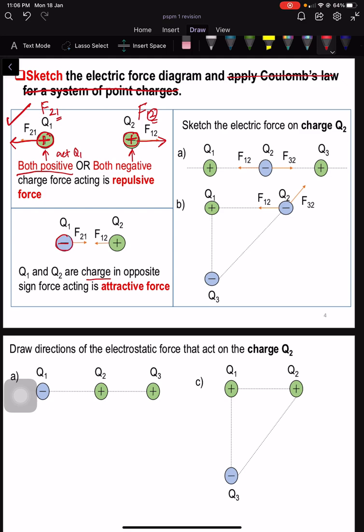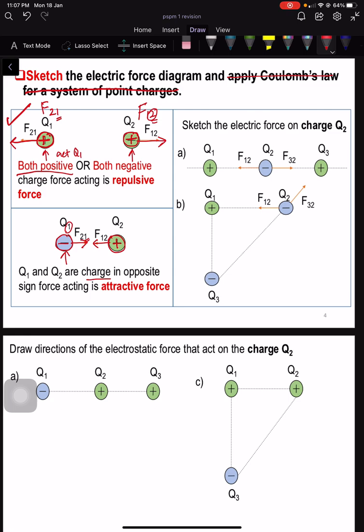Q1 is negative charge, Q2 is positive charge. So the force acting on these two charges is an attractive force. That's why the arrows point toward each other. So how do we name the forces? Same as before. F21 means the force exerted by charge 2 on charge 1. On charge 1, so the 1 goes at the back, the 2 at the front.